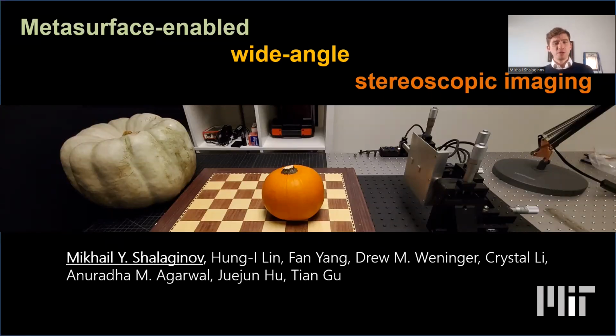On behalf of our research team, I would like to present our latest results on Metasurface-enabled wide-angle stereoscopic imaging.